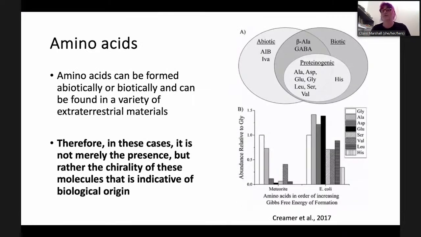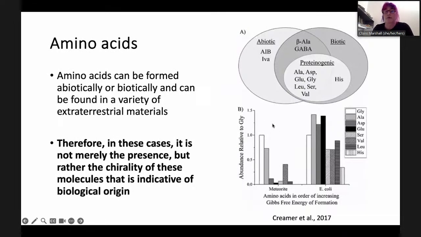This audience is very familiar with amino acids, and the big question is, are amino acids biosignatures, and should we detect their presence on other planets outside of Earth? As we all know, amino acids can be formed both abiotically and biotically. This nice diagram from Creamer et al. in 2017 demonstrates this quite nicely, where here we have Escherichia coli and the amino acids that are biosynthesized by that microbe.